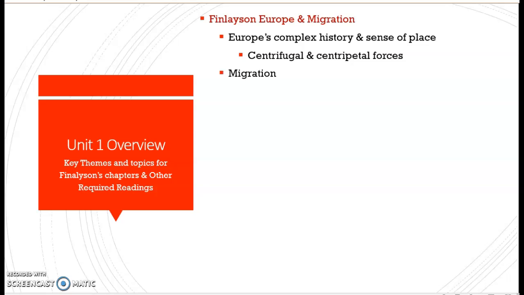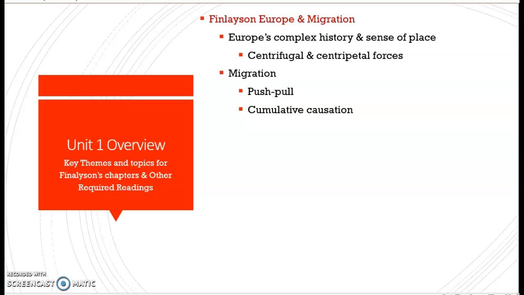The second key concept in these readings is migration. Finlayson talks about migration, and then there's also another look by Greiner at migration. When we talk about migration, it's really important to objectively understand push and pull factors. Why are people leaving a place? Why are people arriving somewhere else?